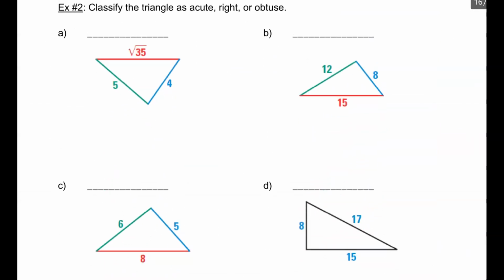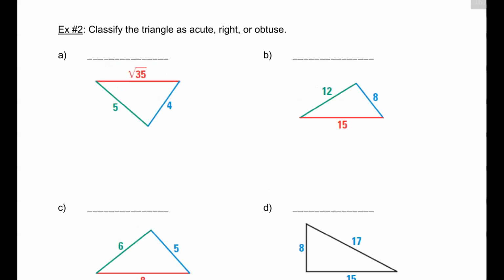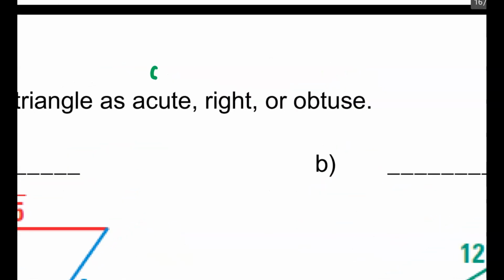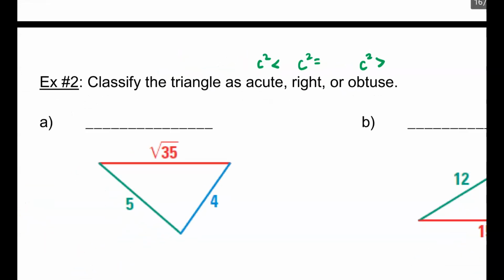So let's go ahead and classify the triangle as acute, right, or obtuse. So remember, acute: c squared is less. Right triangle: c squared is equal to the addition of a squared plus b squared. Or obtuse: c squared is greater than. So let's go ahead. First, you need to know the longest side. So let's plug root 35 into our calculator. That's going to be about 5.9. And since that's the largest side, we're going to use this as c.